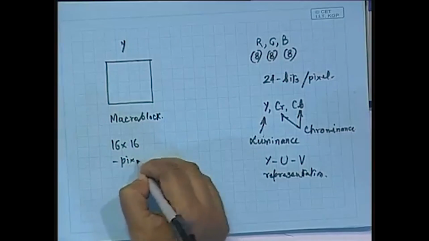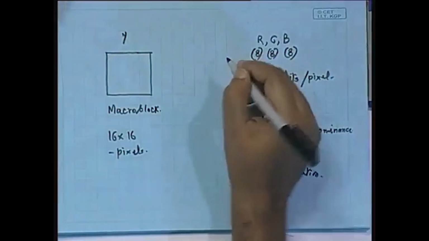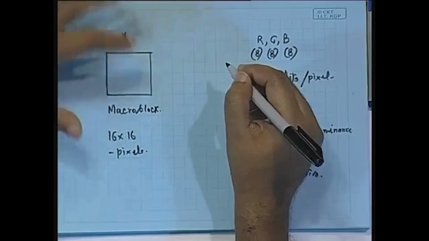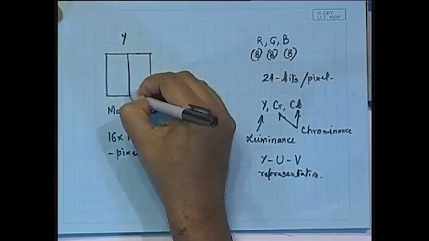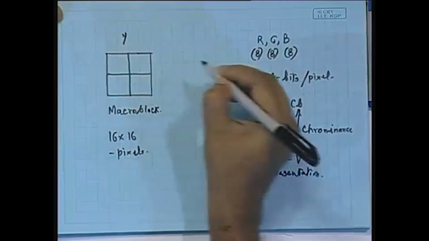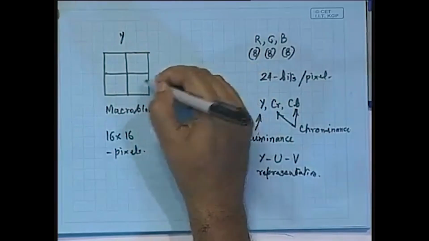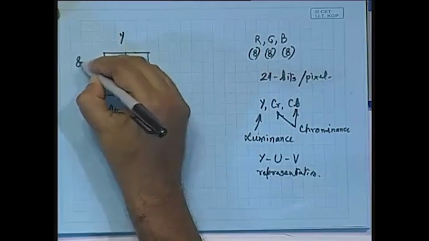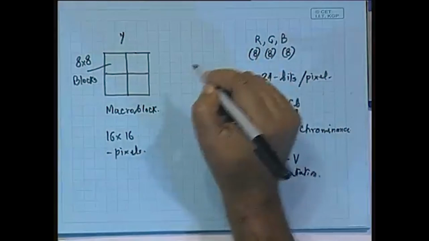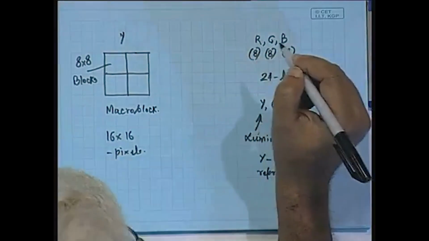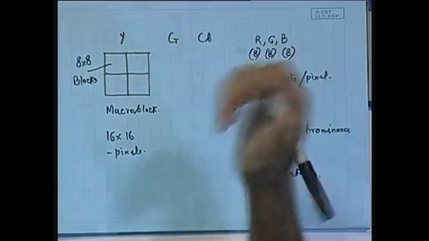It consists of luminance of 16 by 16 pixels, and if our block size is 8 by 8, then every luminance macro block is going to have 4 blocks. So, I can partition a luminance macro block into 4 luminance blocks. Each of these will be of size 8 by 8, and we have 4 such blocks. And other than the luminance, we also have the color components, the CR and the CB.